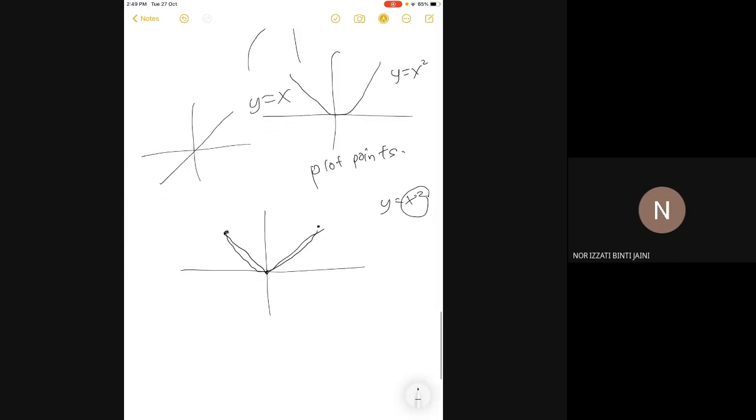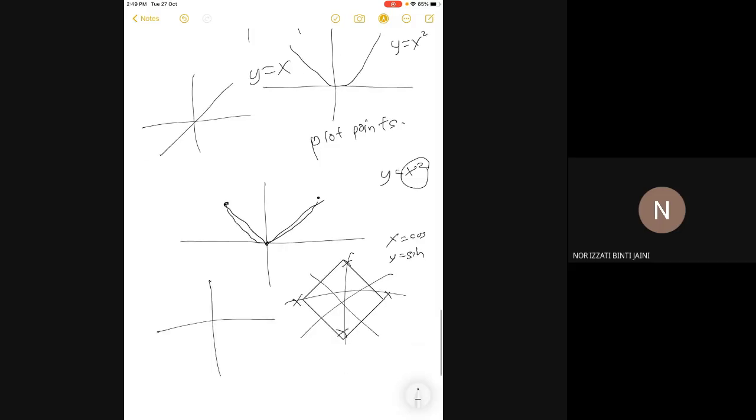Faham? Sama juga macam bulatan. Kata ada plot point sini, sini. And then your equation is in terms of cos and sin. So awak jangan buat macam ni. Ini salah lah. Sebab awak dah nampak dia in terms of cos and sin, awak plot dah nampak macam ni. So it will become a circle. Buat circle.